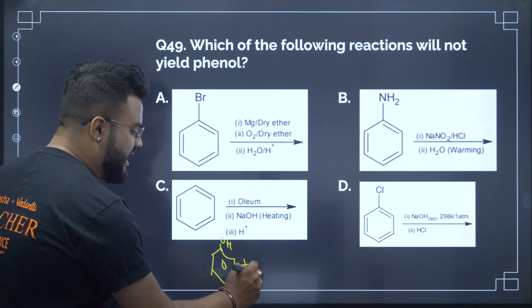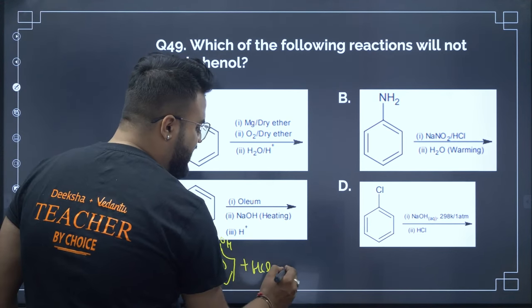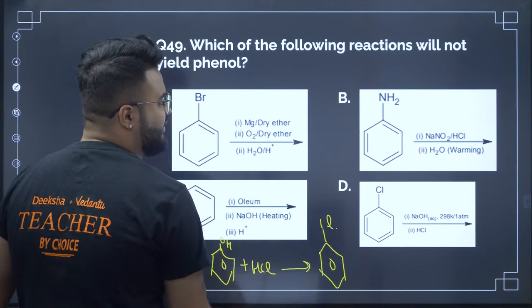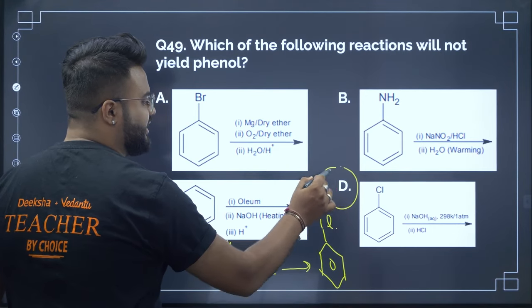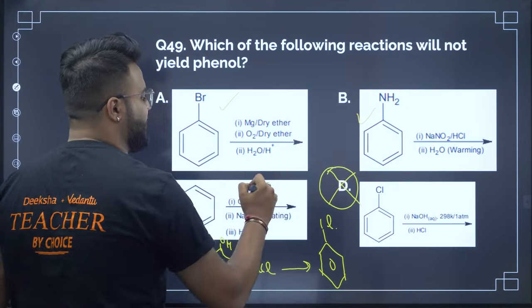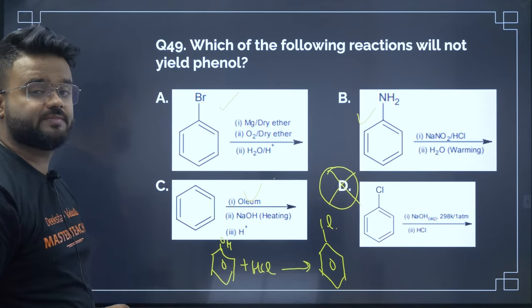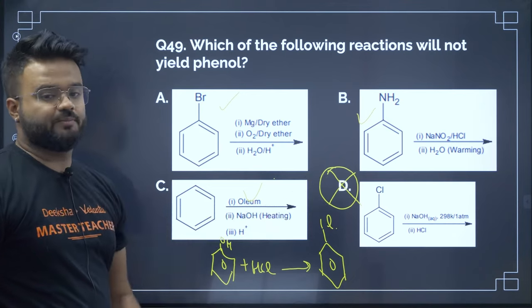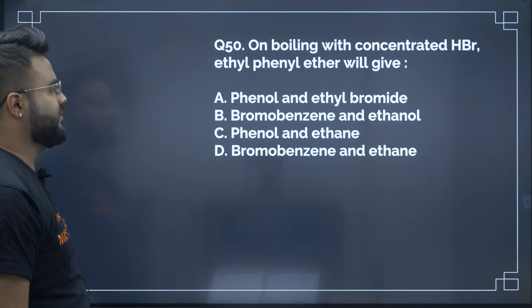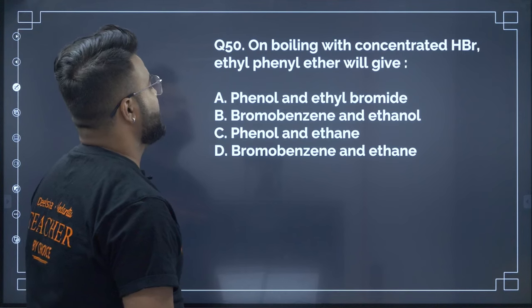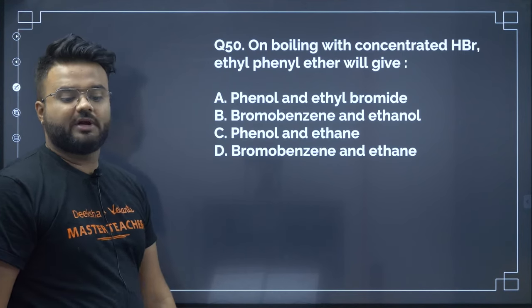When phenol is reacted with HCl again, what does it form? Again, it will form chlorobenzene. Therefore, option D will not yield phenol, but everywhere else phenol is given. Therefore, which will not yield phenol is option D. Clear? Now coming back to, on boiling with concentrated HBr, the ethyl phenyl ether will give dash.